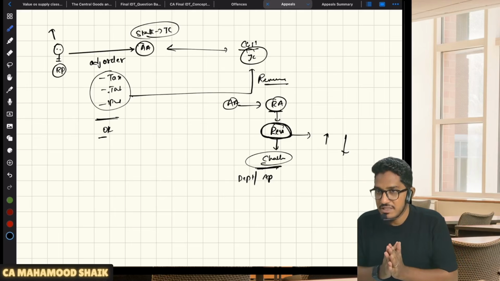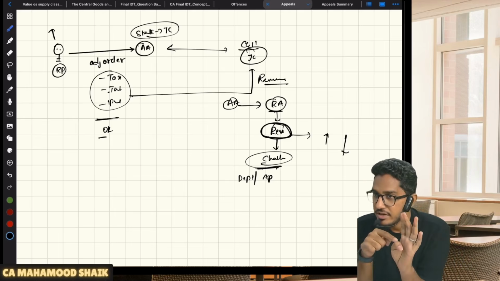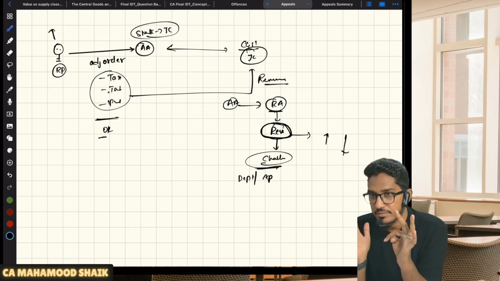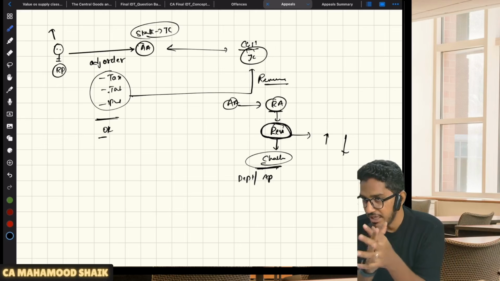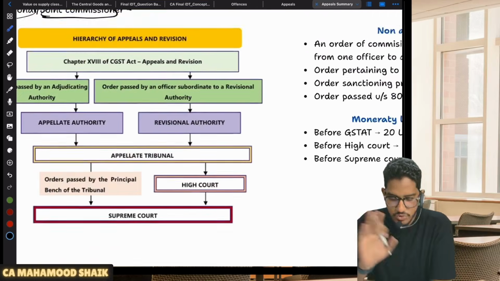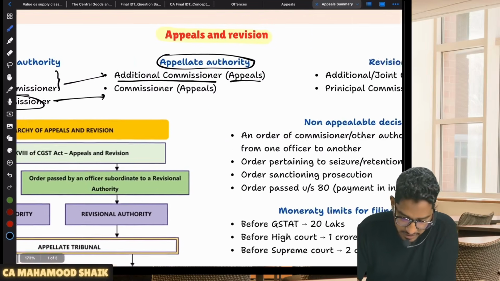Okay, so two appeals can come here. One is appeal regarding adjudicating authority, other one is appeal from the revision authority. So appeal can come from any point. So if you come back to the summary here, I will explain, don't worry, I am setting the flow and all. I will explain to you in a detailed manner.